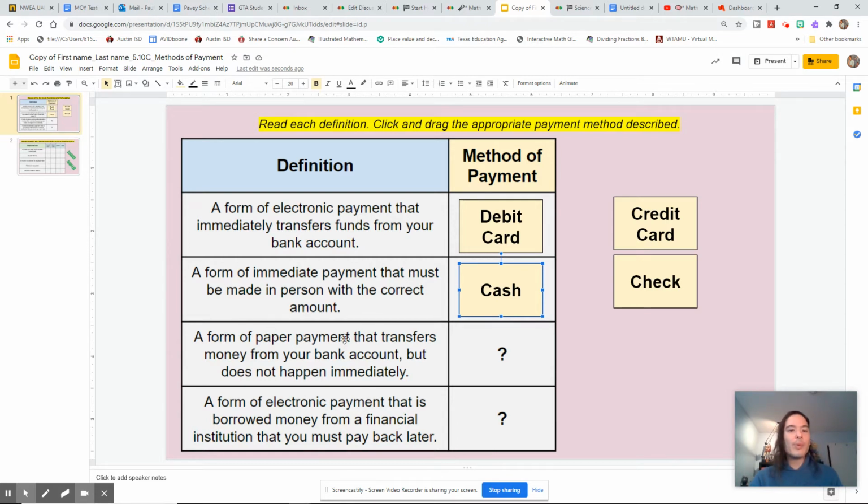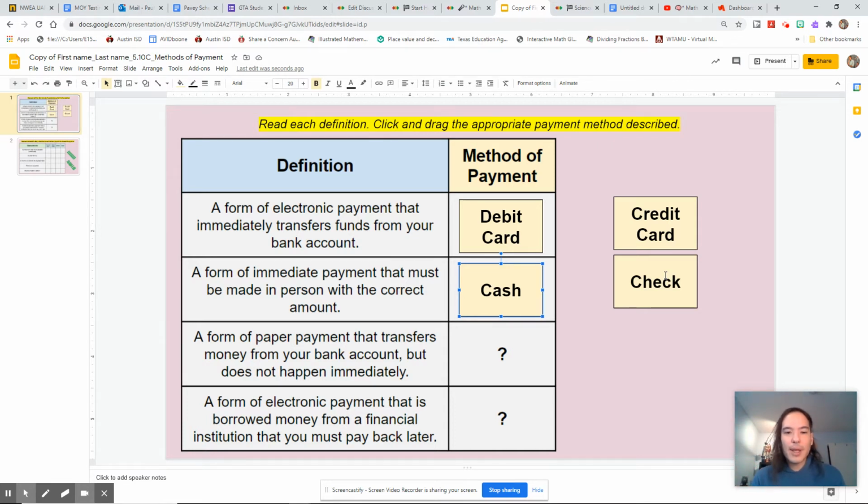We have a form of paper payment that transfers money from your bank account, but does not happen immediately. So with a check, the reason they're saying it doesn't happen immediately is because if I write a check at HEB, I give HEB my check, they still have to go to the bank to get the money, right? They have to go to the bank and say, I have this piece of paper that says that Paul Johnson will give me $50. So give me my $50, right?